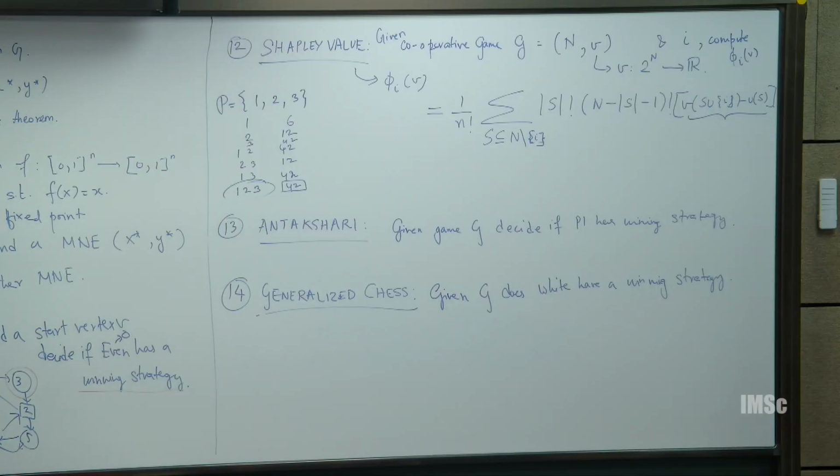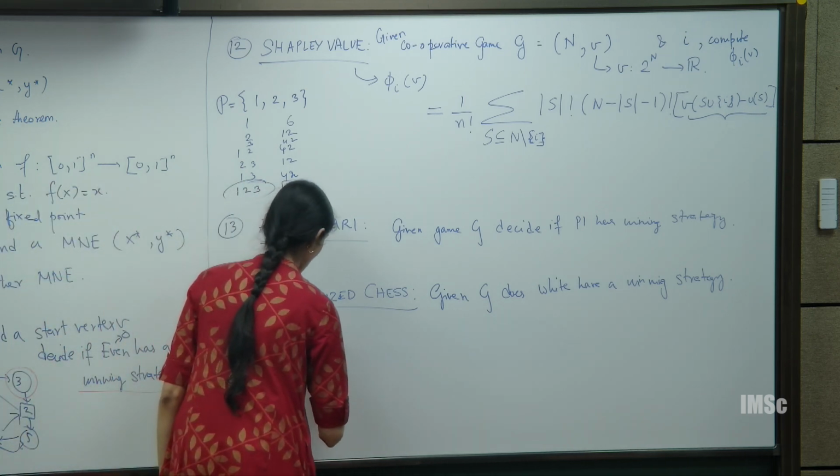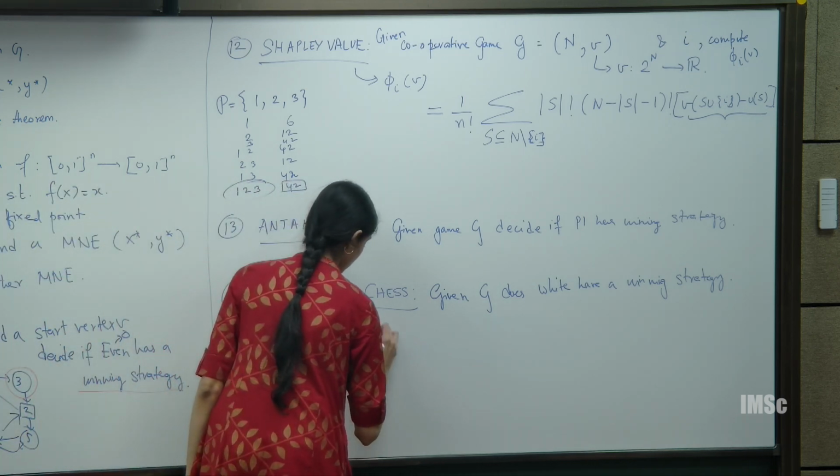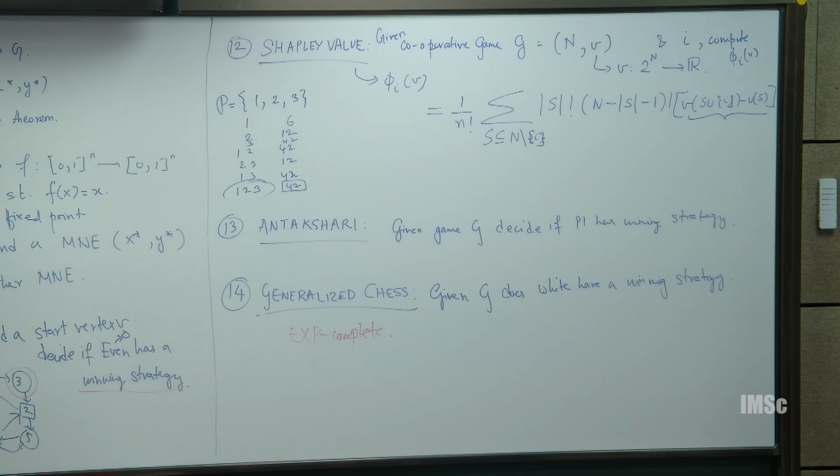Okay, so there are 14 problems written on the board. The problems are written in increasing order of hardness. Primes is in the class P, generalized chess is EXP complete, for whatever all that means. If you move on the board from left to right, the problems are in increasing order of hardness, for whatever that means. I have not defined what hardness is. If you ask the computer to solve primes, it will return immediately. If you ask it to solve chess, it may not return immediately.